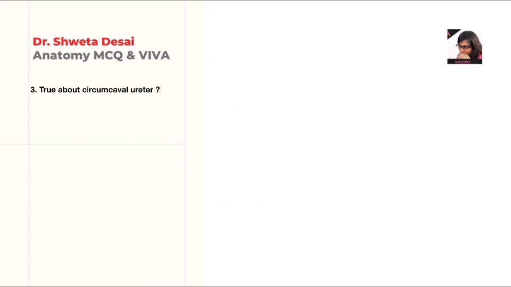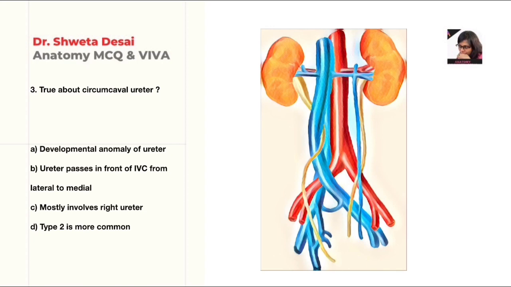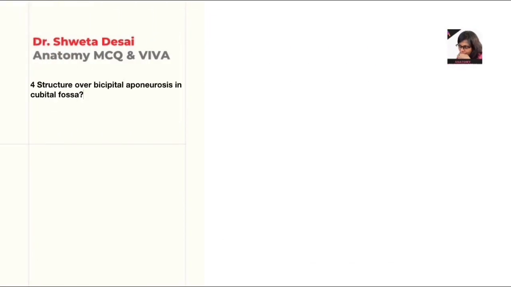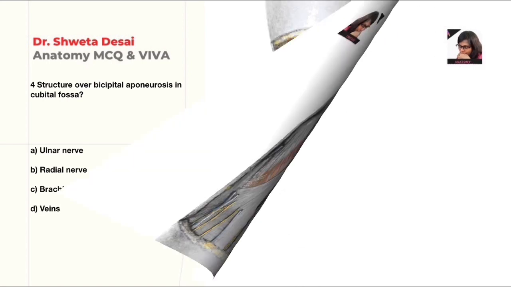Question number 3. True about circumcaval ureter. Options are developmental anomaly of ureter. Ureter passes in front of IVC from lateral to medial. Mostly involves right ureter, or type 2 is more common. So here the correct answer is C, mostly involves right ureter. Question number 4. Structure over bicipital aponeurosis in cubital fossa. Options are ulnar nerve, radial nerve, brachial artery or veins. Correct answer is D, veins.